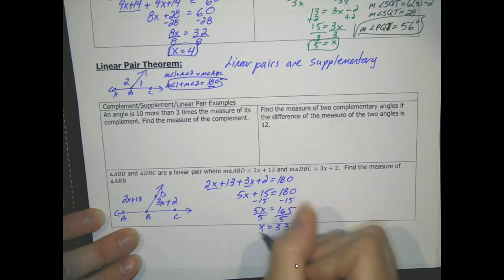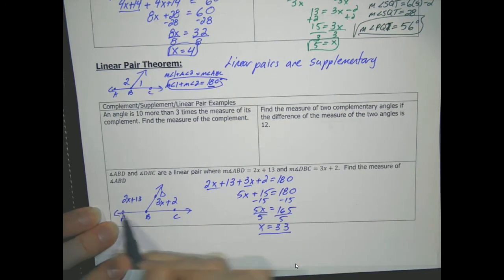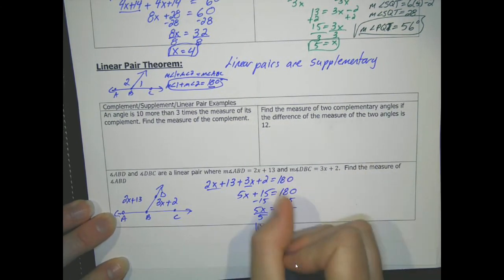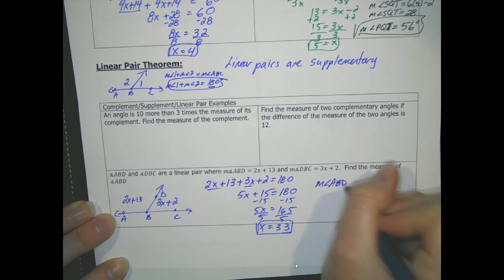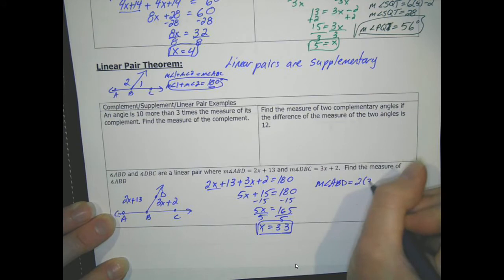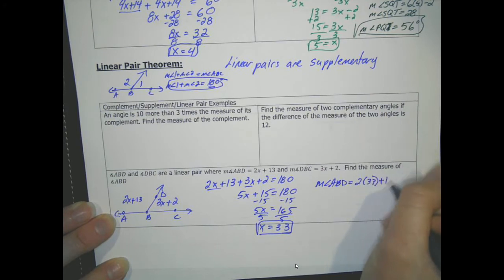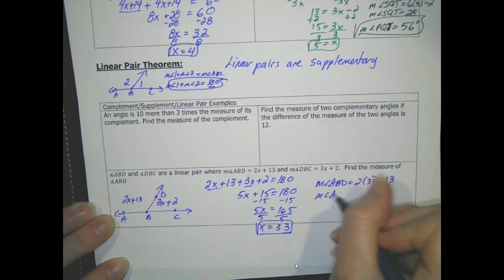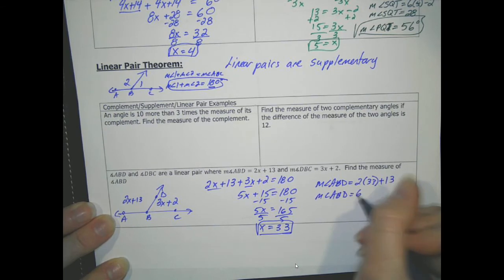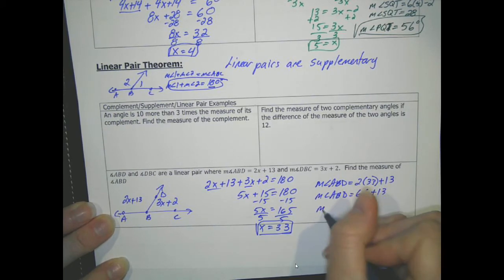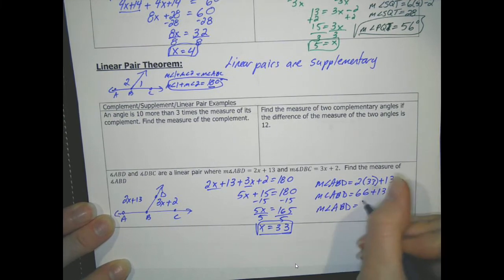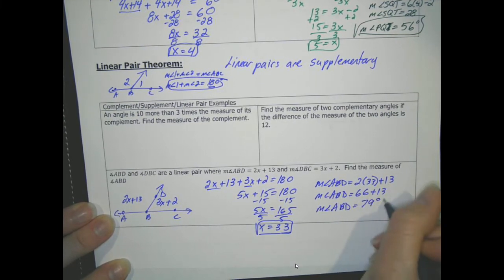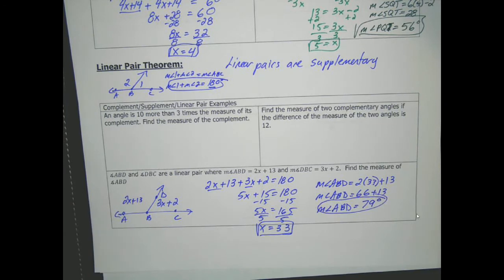Okay, but it says find the measure of angle ABD. So I found x first, and then the measure of angle ABD is equal to 2 times 33 plus 13. The measure of angle ABD is equal to 66 plus 13. The measure of angle ABD is equal to 79 degrees. And so there we go.